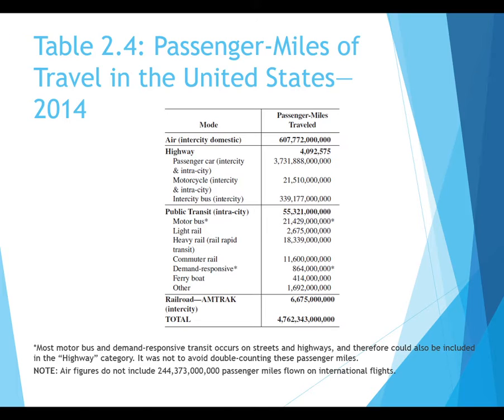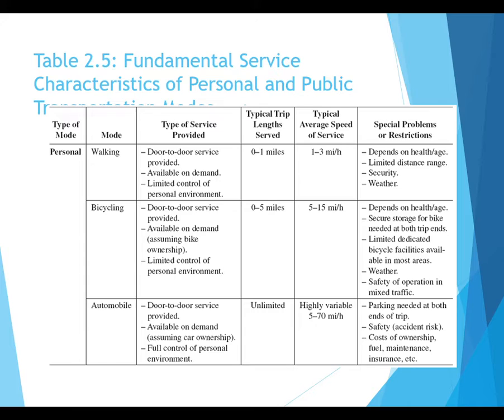Now we talk about passengers here. How many people travel every single day? So these are the passenger miles of travel, not every single day, I'm sorry, in the whole year of 2014. How many passengers traveled throughout the whole year between different highway, public transportation, and other means of transportation. And then we talked about all kinds of modes that we can use. How is a mode classified in terms of type of service, length, speed, and different restrictions, and what are the goods and bads of each mode.